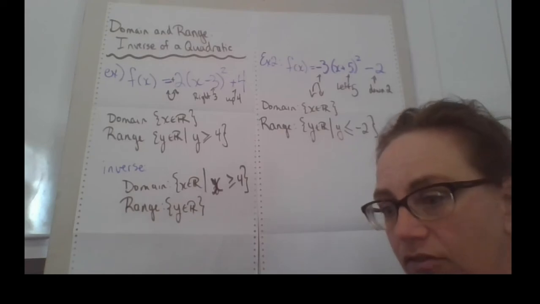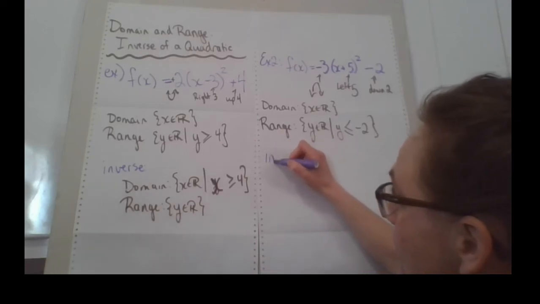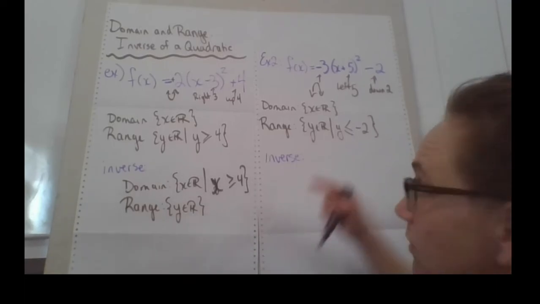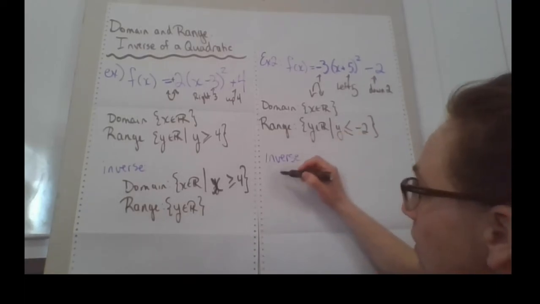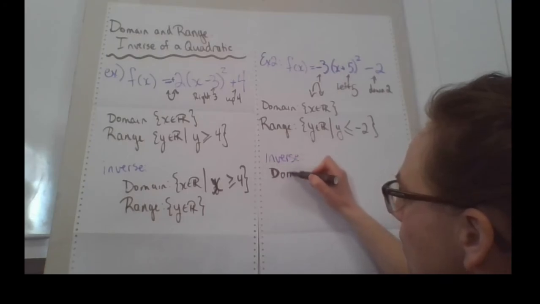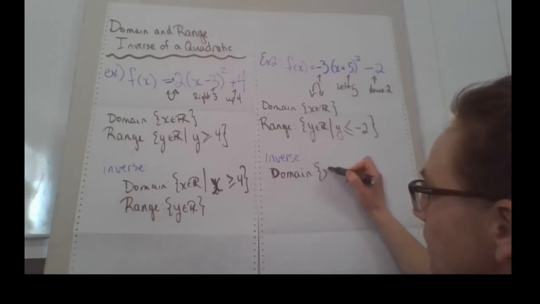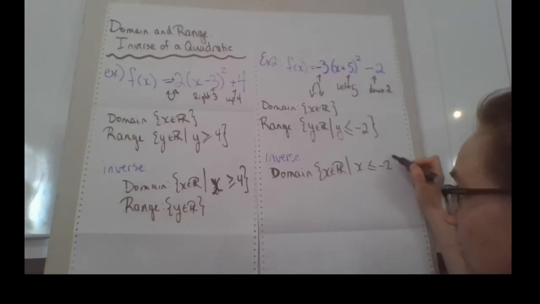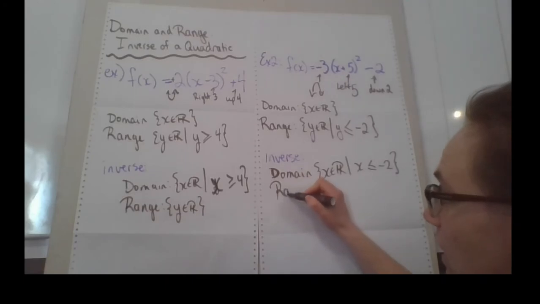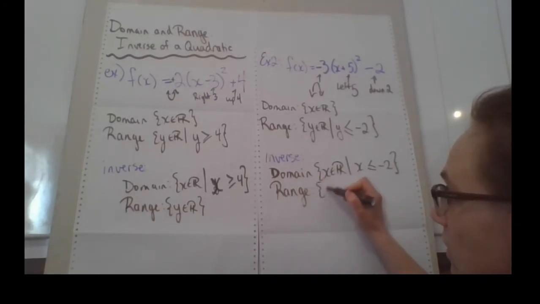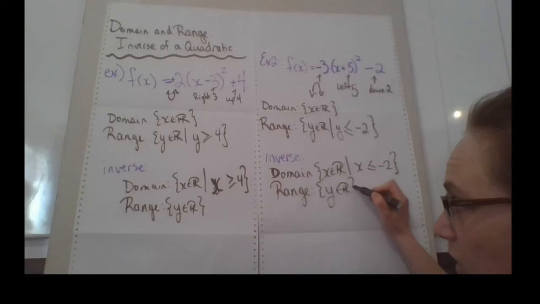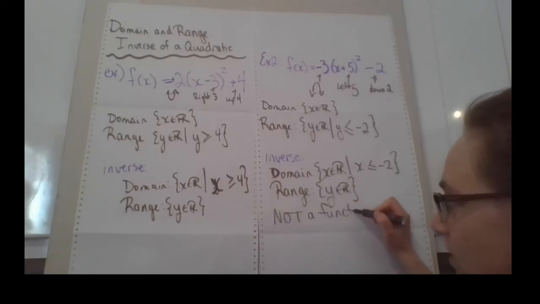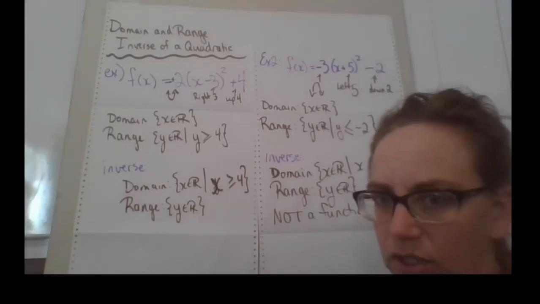When I go to think about that for my inverse, my new domain is going to have the restriction. So my domain is going to be x is any real number such that x is now less than or equal to negative 2. And my range is just going to be y is any real number. Again, it is not a function. You have to restrict your original domain, which we're not going to be doing.